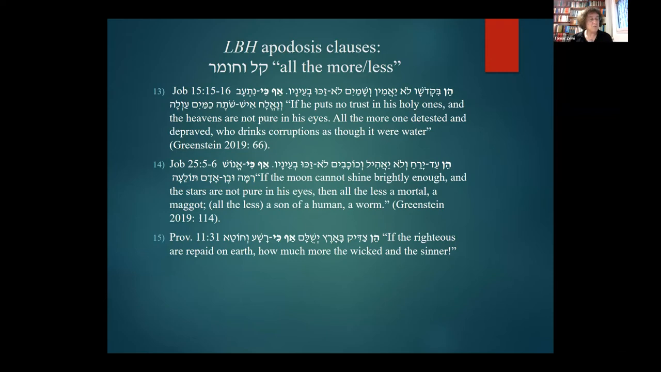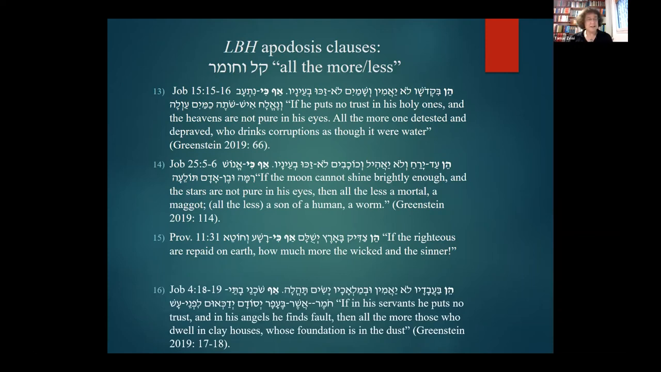And similarly with us alone. 16, Job 4:18-19, הן בעבדיו לא יאמינו ומלאכיו ישים תהלה, אף שוכני בתי חומר אשר בעפר יסודם ידכאום לפני עש. If in his servants he puts no trust, and in his angels he finds fault, then all the more those who dwell in clay houses, whose foundation is in the dust.